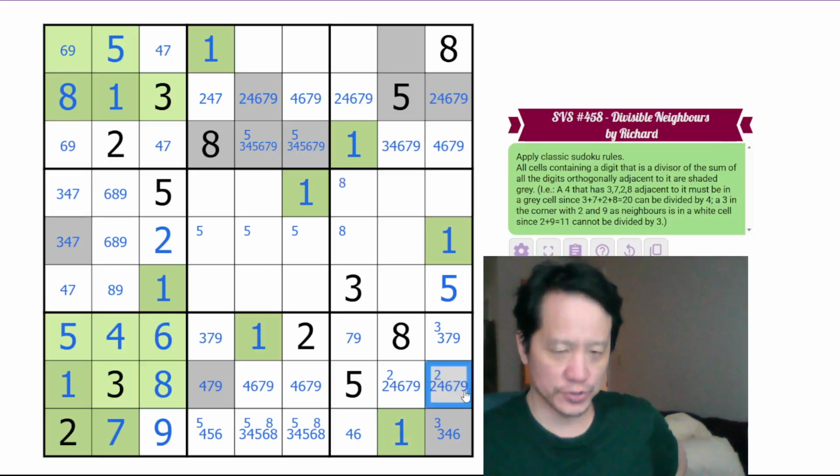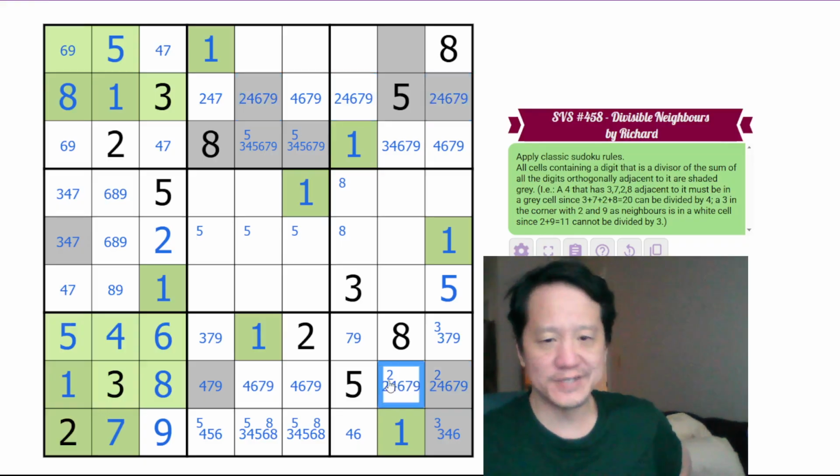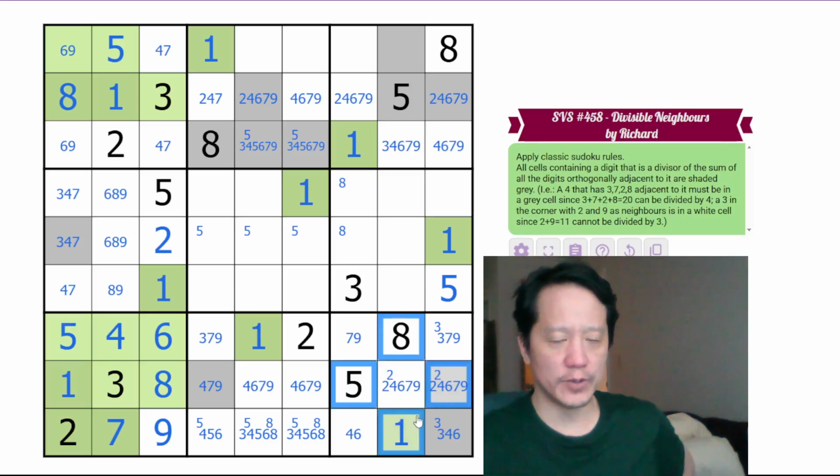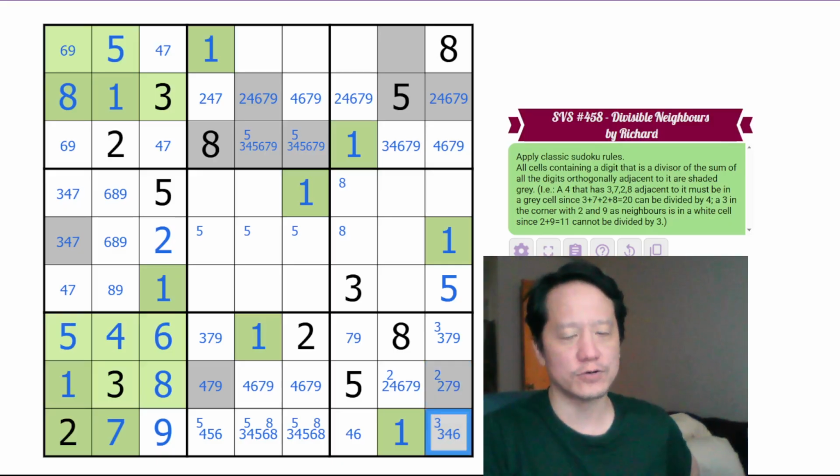Either this is 2 or this is 2. And if this is 2, this cannot be an even sum. But we have 1, 5, and 8, which is already 14, which is even. So if this is not 2, this cannot be an even digit. So cannot be 4 or 6.